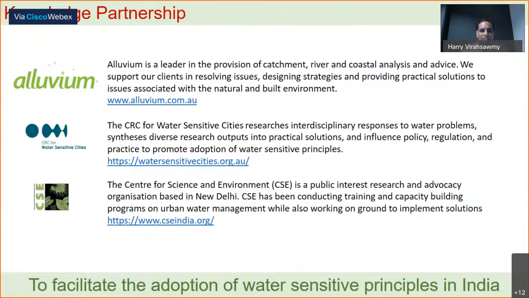We've come together recently to form a knowledge partnership because we share a common value in urban water management. We want to see innovative urban water management in cities and towns globally. So we've come together in a knowledge partnership with the one purpose of facilitating the adoption of water-sensitive principles in India. Next slide, please.